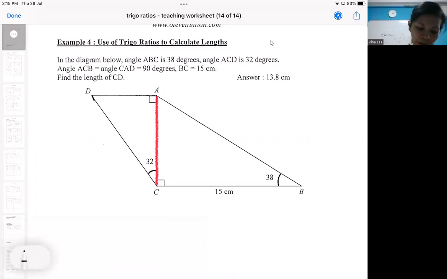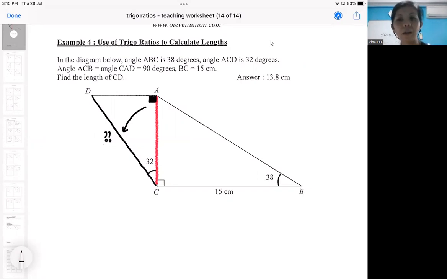You're ultimately trying to find CD. And if you look, CD is the hypotenuse here. And in this triangle, you don't have any other length at all. So we've got to rely on the connecting length. So I'm going to rely on the connecting length. That means I'm going to rely on the red triangle first.